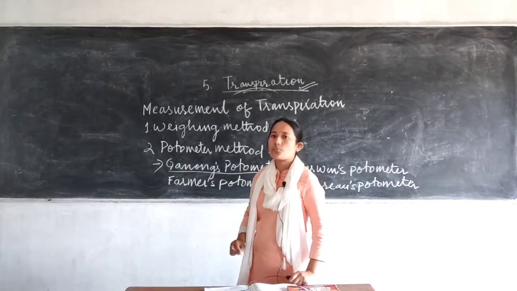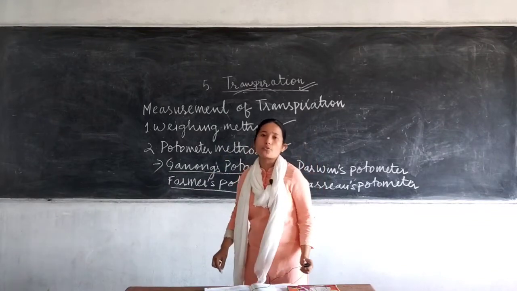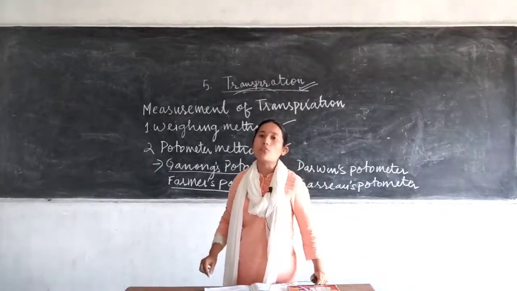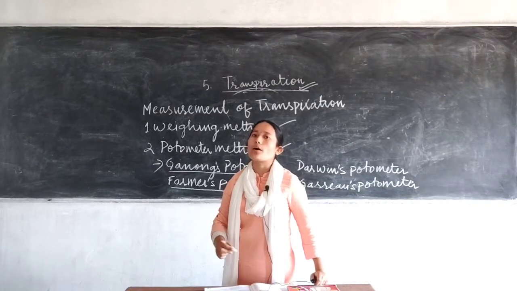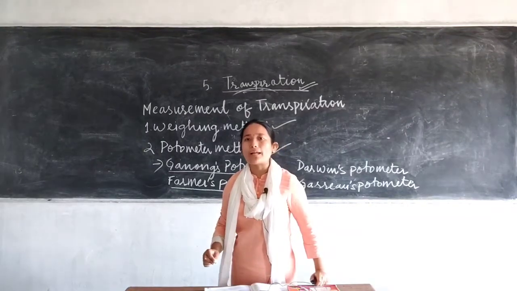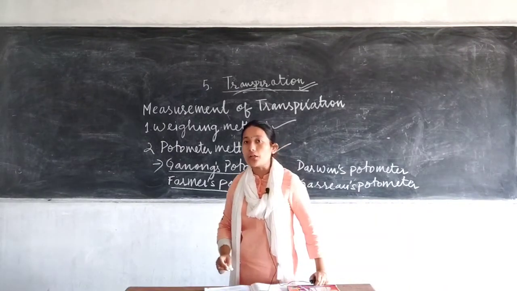Now this Ganong's potometer and this Farmer's potometer work on the principle of absorption of water by the plants. Whatever water is absorbed by that particular plant will be equivalent to the water lost through the leaves of that plant.